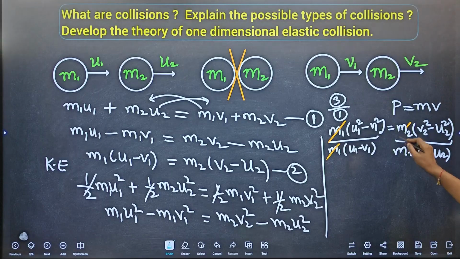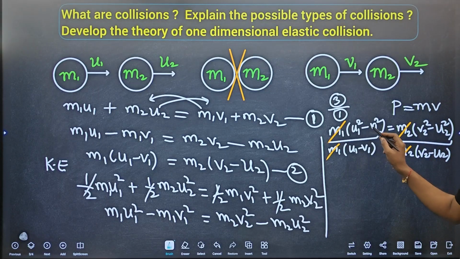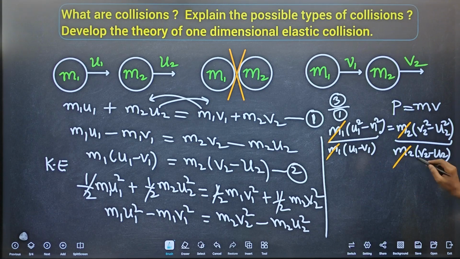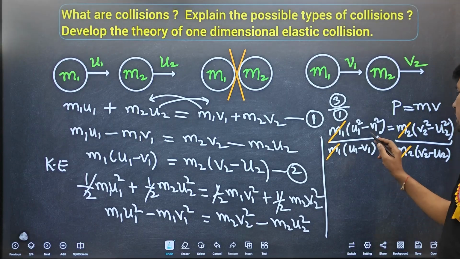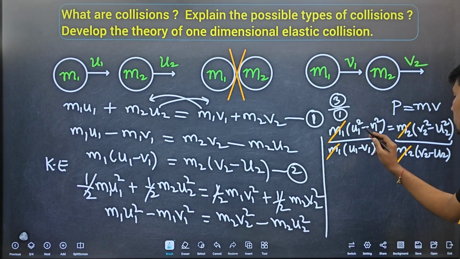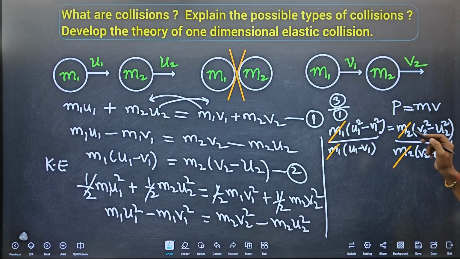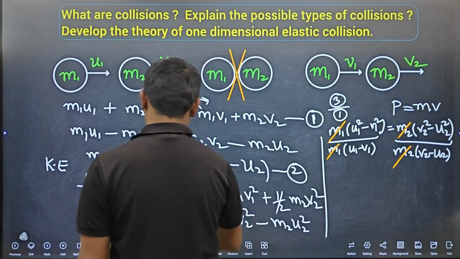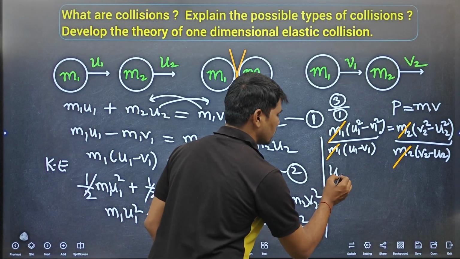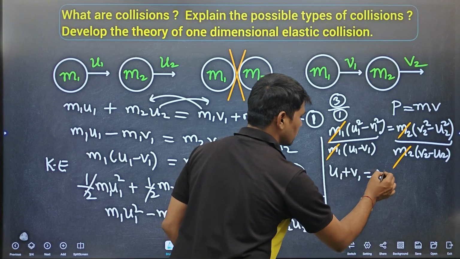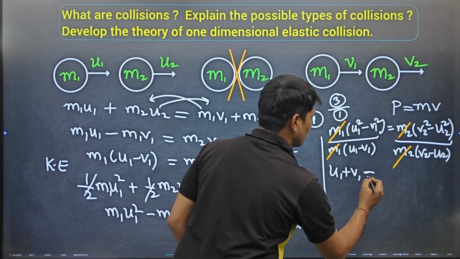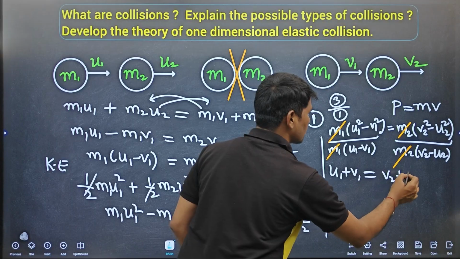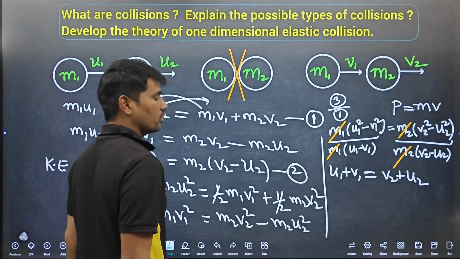m1 cancelled, m2 cancelled, but here a square minus b square is a plus b into a minus b, so it will be cancelled. Okay, so what we will get next? Only here, a square minus b square, right? So after this the negative term will be cancelled, and only the positive term is available, that is u1 plus v1 is equal to v2 plus u2 only available.